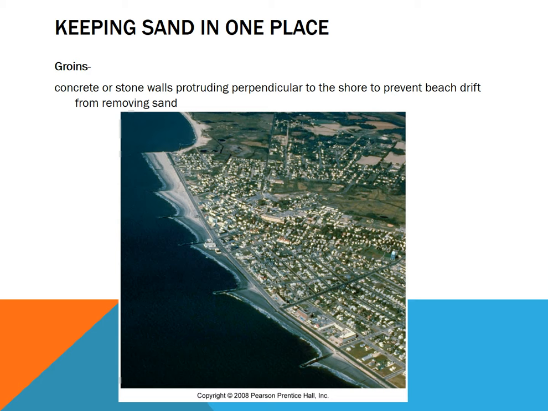A groin is a concrete or stone wall protruding perpendicular to the shore to prevent beach drift from removing sand. And in this picture, the groins are these long chunks right here. And sometimes they're even made out of really big boulders. I know along the Texas coast they're made out of big boulders of granite.